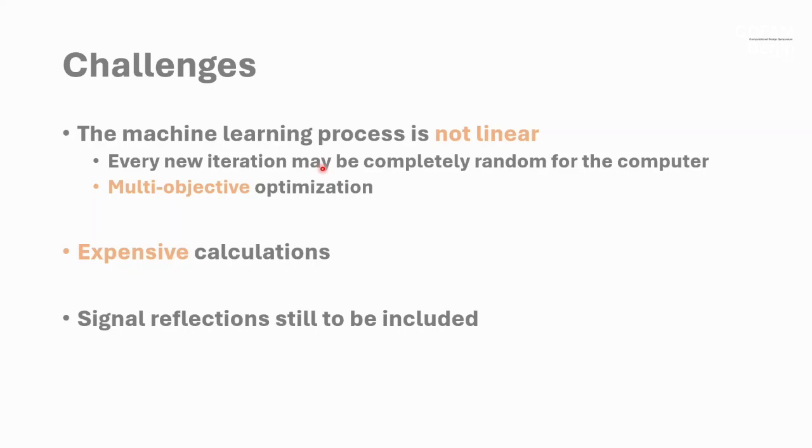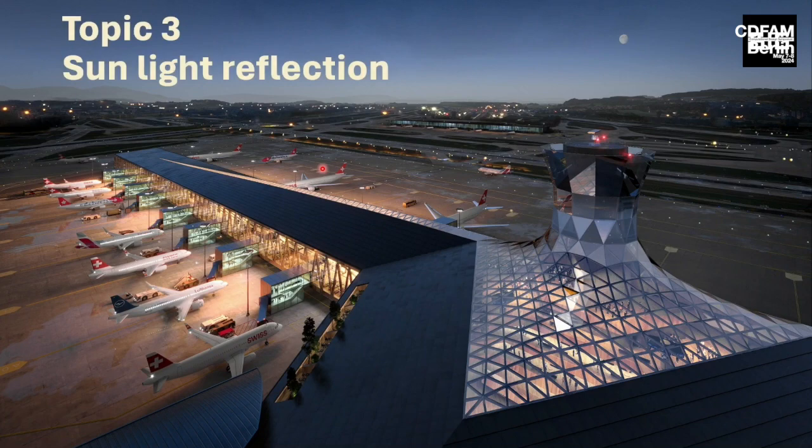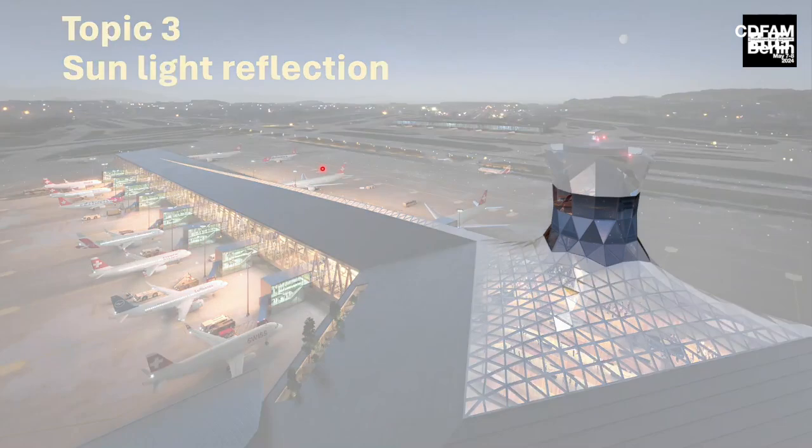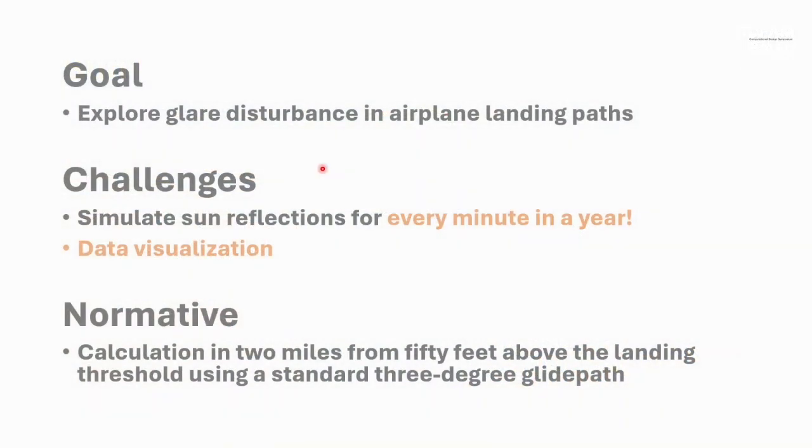And then I go to the third topic. I would like to attach to the previous presentation. I think we also worked on this building, the one made by Bjarke, so you know already about its timber structure. But in our case, we calculate sunlight reflection, and only for this tiny part of the control tower. So the question was to explore the glare disturbance in airplane landings for those 72 panels, simulating reflections for every minute of the year.